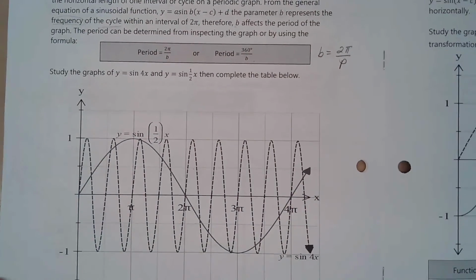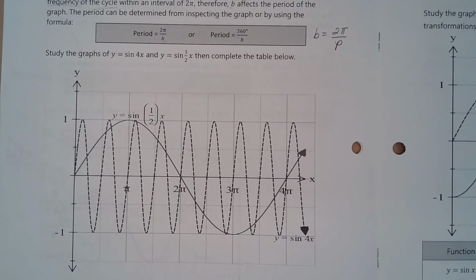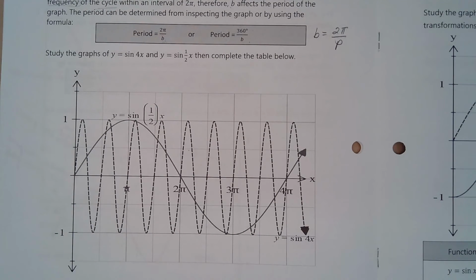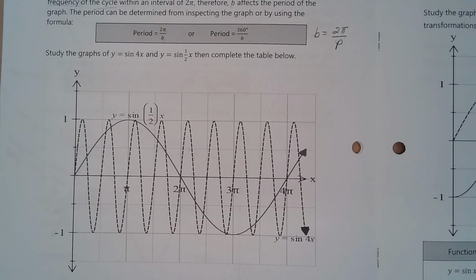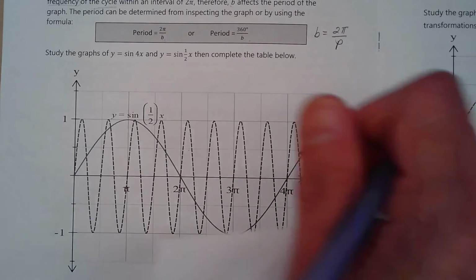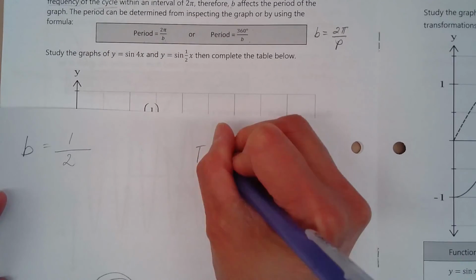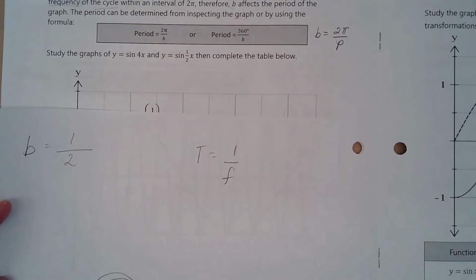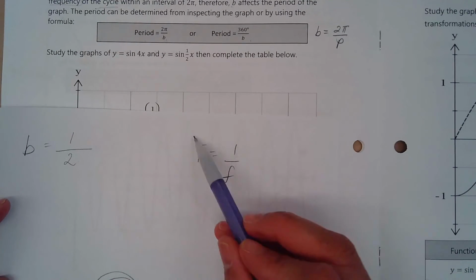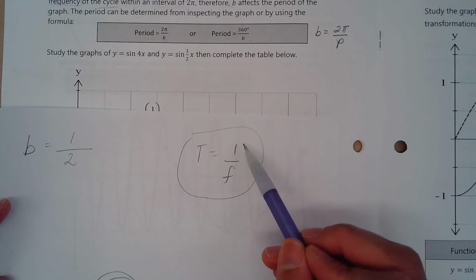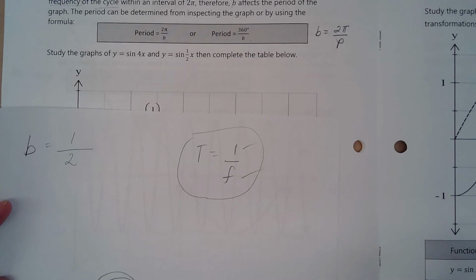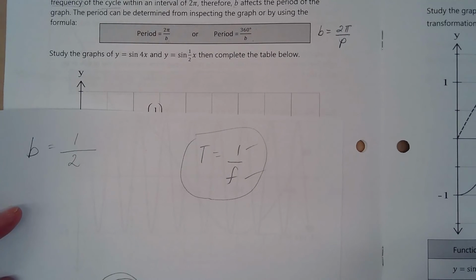So let's take a look at this. Period we write as P, not T? Oh, no, it's not. Oh, physics. You notice that? Period is equal to 1 over the frequency.